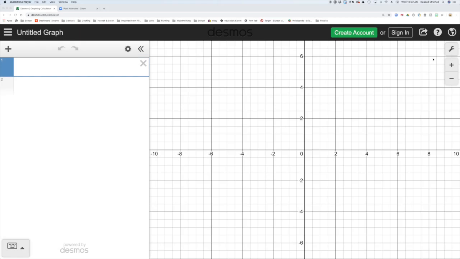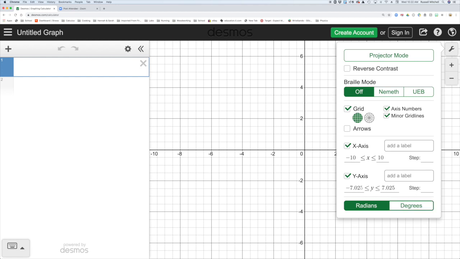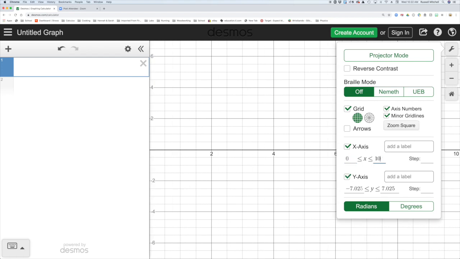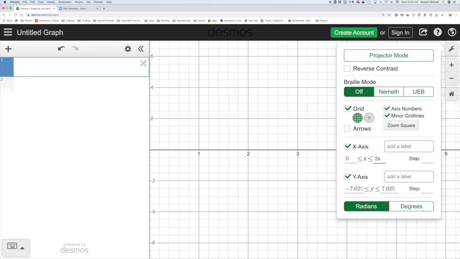Okay, for Desmos, what we're going to need to do is go to the wrench, and we need to make sure we're in radians. Okay, and then for our x-axis right here, we want to type in 0. So we want x's between 0 and 2 pi, right? And you have to type pi for pi. Okay, and then the step that we want, that'd be equivalent to x scale. We want pi over 2.